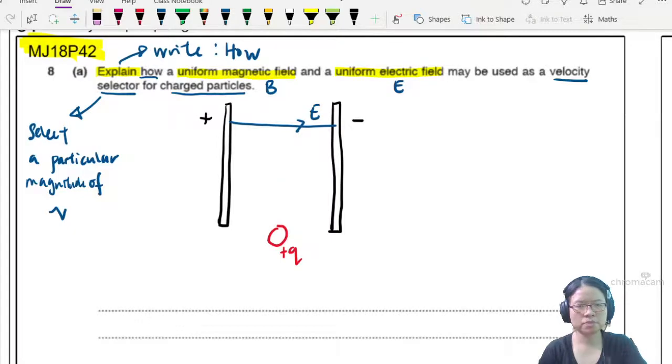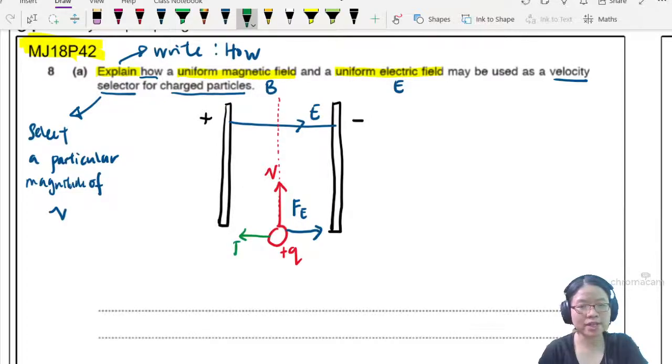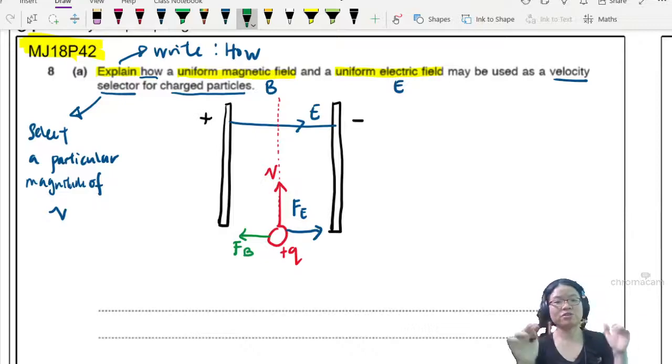And this particle is inside the field. So let me draw the undeviated path, the straight line for the particle. The particle is going to enter with a velocity of V. Obviously this particle will experience an attractive force towards the negative plate. This is our Fe. To prevent this particle from turning towards the negative plate, I must apply a magnetic force so that the particle will also experience a force to the left. So the left force and right force balance out.